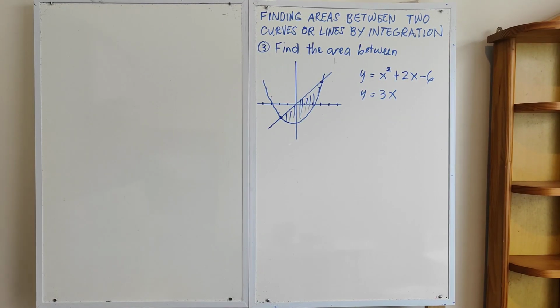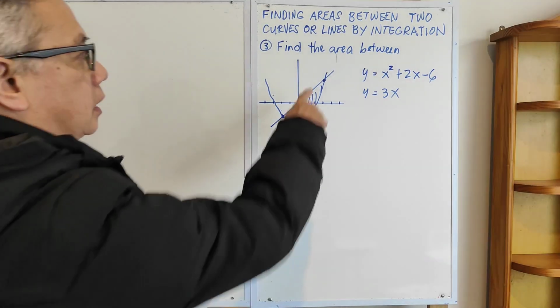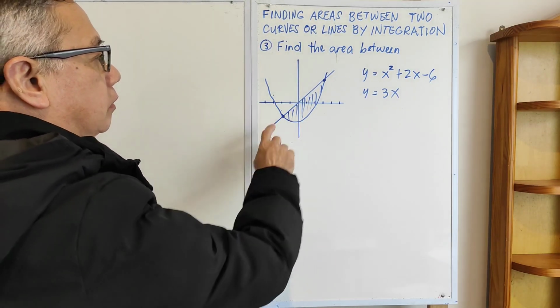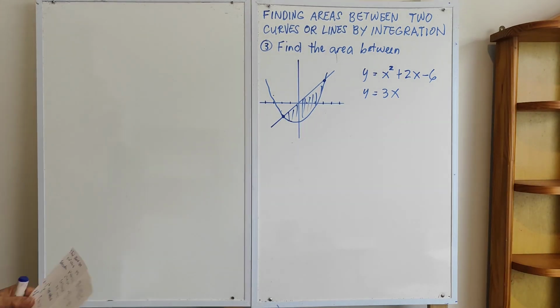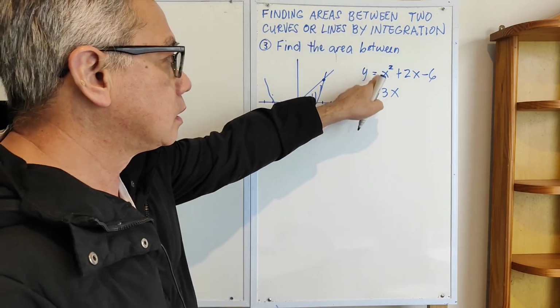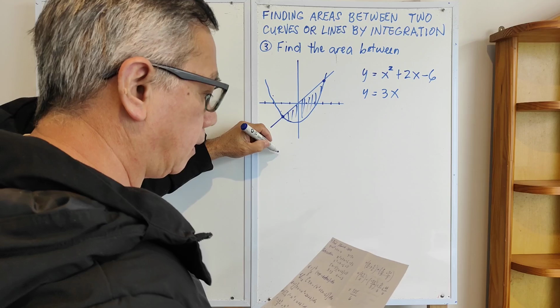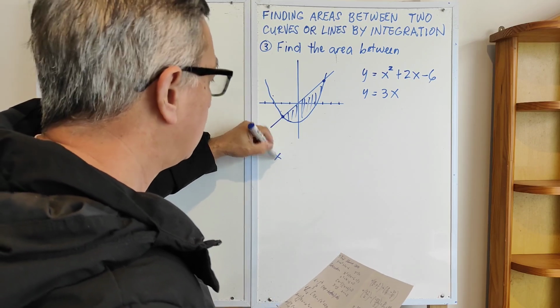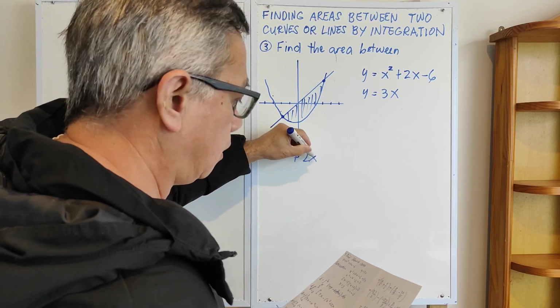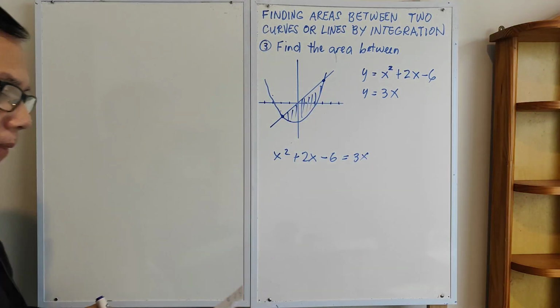Example number 3: find the area between y is equal to x squared plus 2x minus 6, which is this curve, and y is equal to 3x, which is this line. First we need to find the point of intersection. So we equate these two equations. We will have x squared plus 2x minus 6 is equal to 3x.